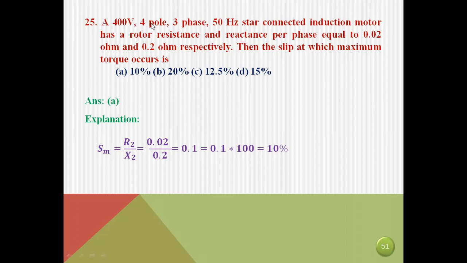All these things they have given: 400 volt, 4 pole, 3 phase, 50 hertz. All these terms we do not need, because they have asked only to find the maximum slip. Maximum slip you will get when there is a maximum torque, and that slip is nothing but R2 upon X2. So you will get it directly by using only these two values.